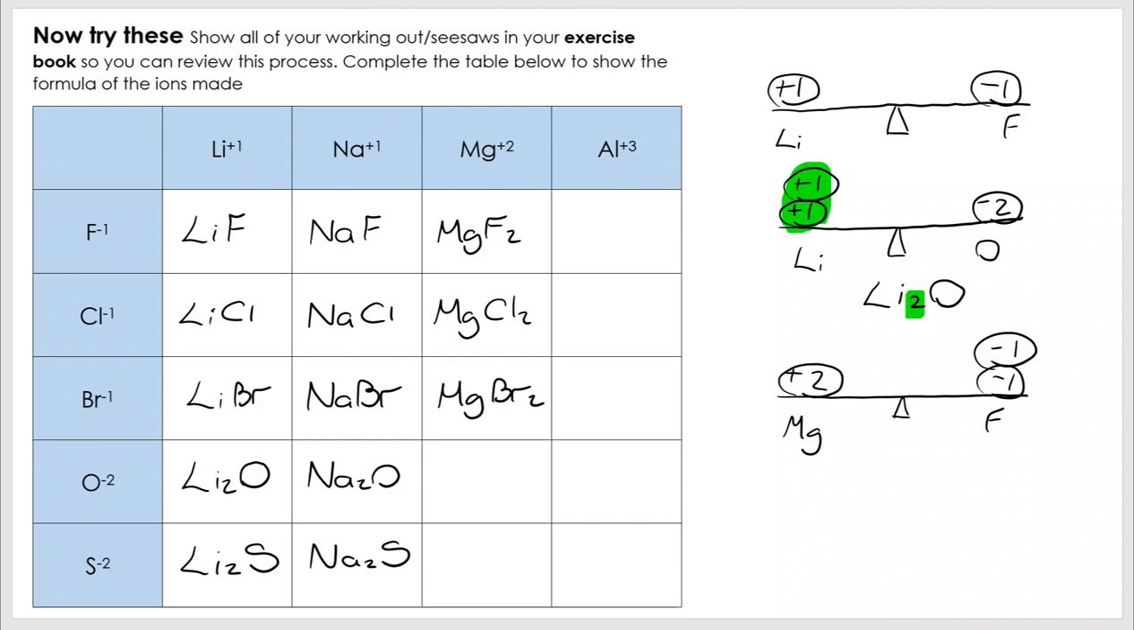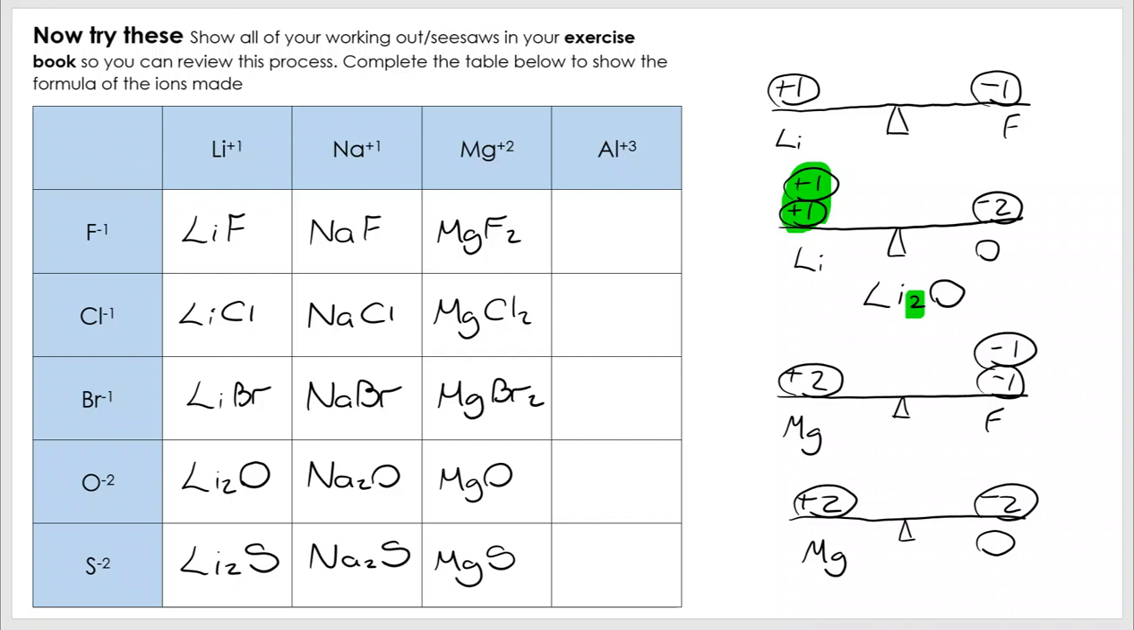So let's now have a look at the next option, which is going to be Mg and O. Mg is +2, O is -2. They balance out. I don't need to add any more Mgs or any more Os. So my formula is MgO. And exactly the same process would take you to MgS.